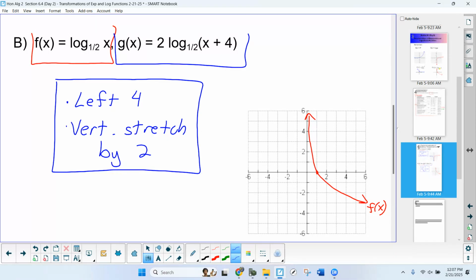Okay, so first let's take this and let's go left 4. So my asymptote was at the y-axis. It's going to now go left what? 4. My point was at 1. It's going to go left 1, 2, 3, 4.